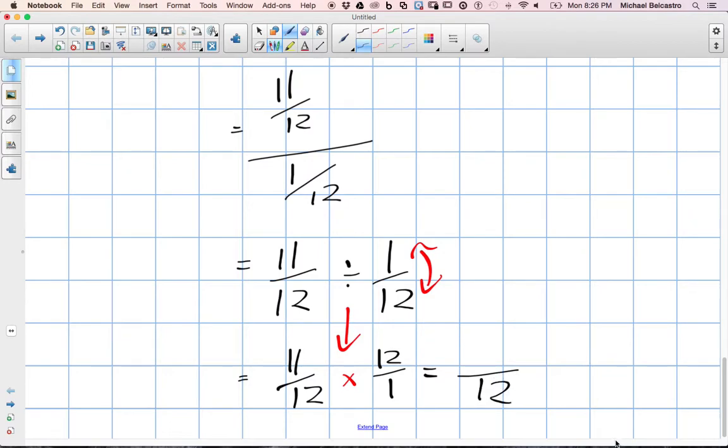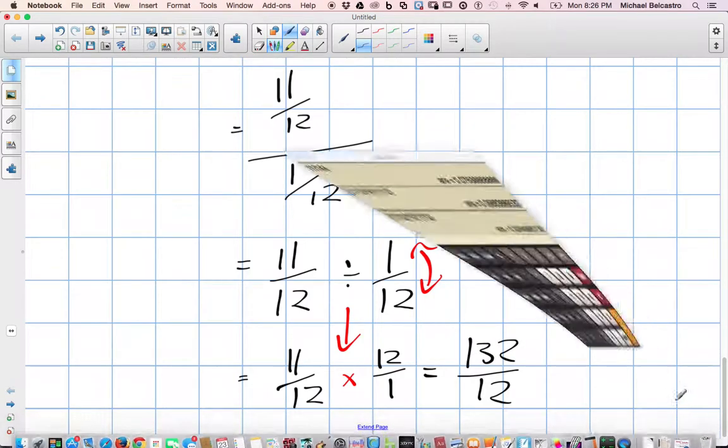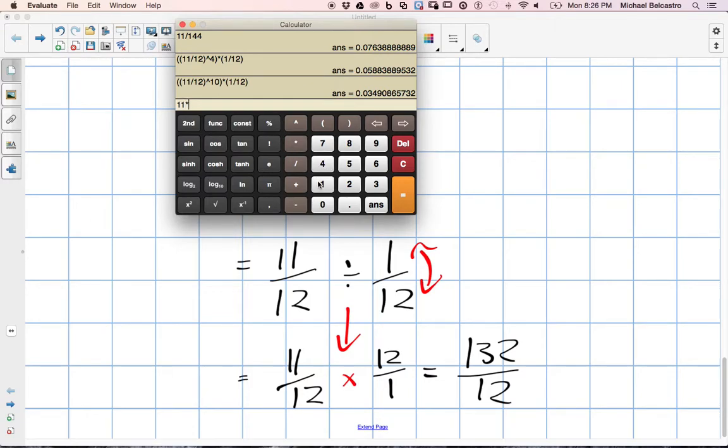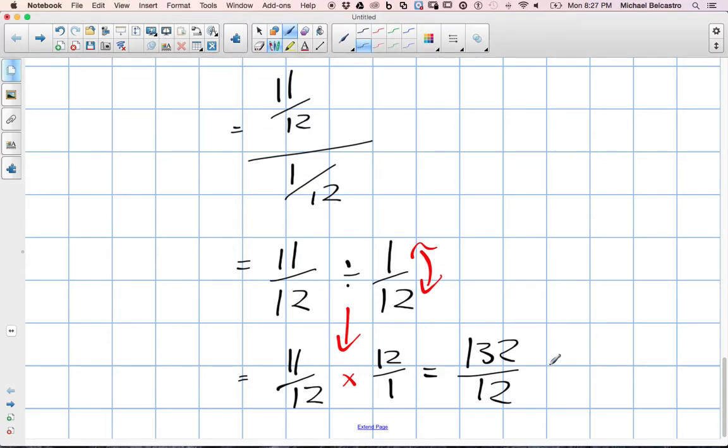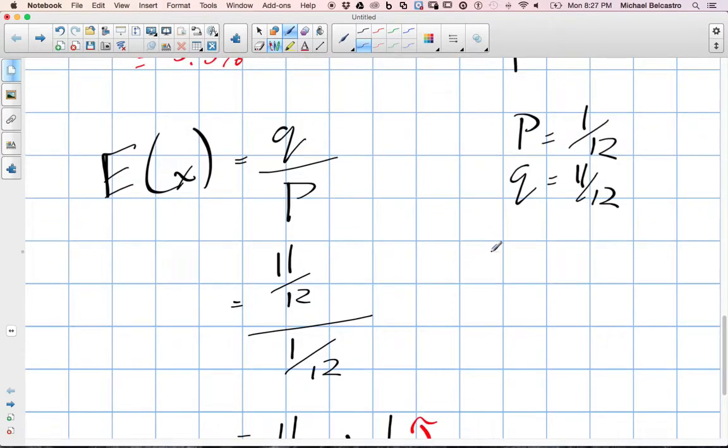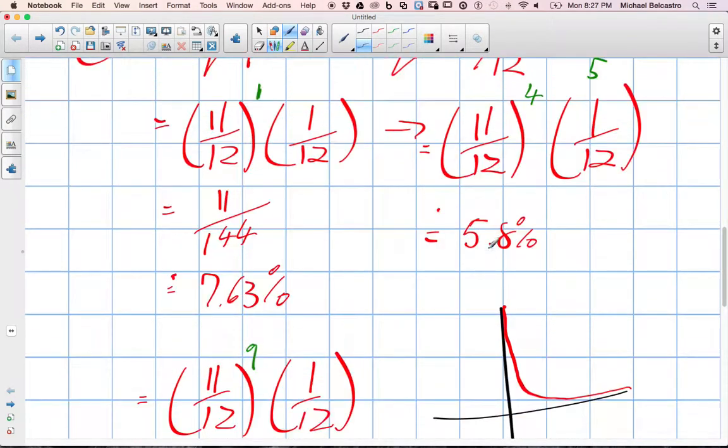And 11 times 12, I think it's going to be 132. I think that's it. I'm going to double check here. 132 divided by 12. Great, so we get 132 divided by 12, and that's equal to the number 11. Okay, so we expect to wait 11 rolls before we reach the number 1.